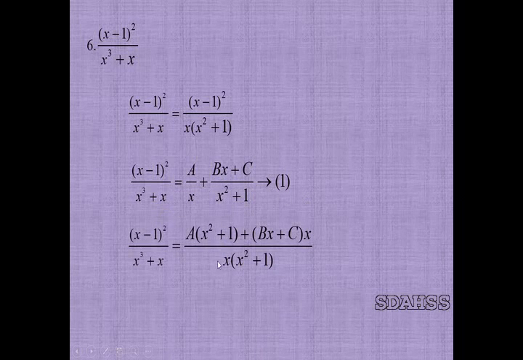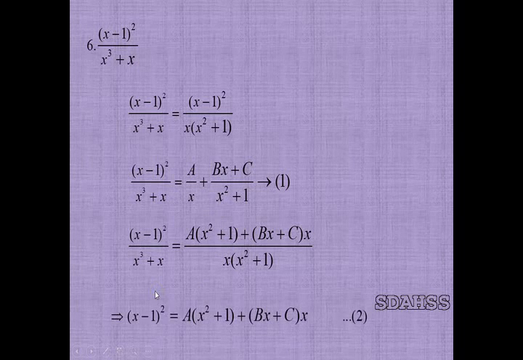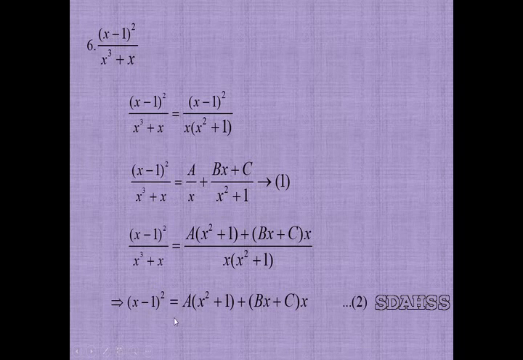Then take down the LCM, here the LCM is x into x square plus 1, then cross multiply: a into x square plus 1 plus bx plus c into x. Cancel the denominator, so remaining you have x minus 1 whole square is equal to a into x square plus 1 plus bx plus c into x. Mark it as second equation.